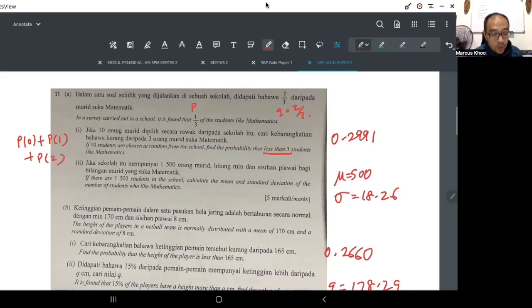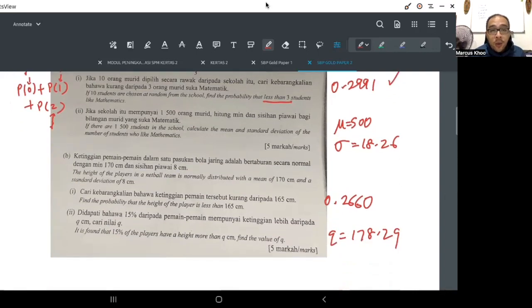That means we want the probability of 0 plus the probability of 1 plus the probability of 2. So my n is 10. These are my different r's. p and q are given. So you add all 3 together, you get 0.2991. Next, if there are 1,500 students in the school, calculate the mean and the standard deviation of the number of students who like mathematics. What? Why are there only 1,500 students in this school? So few.